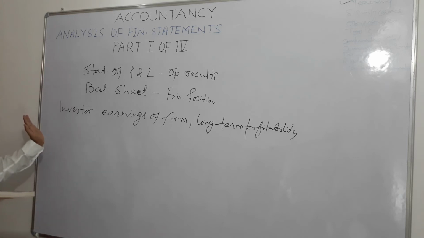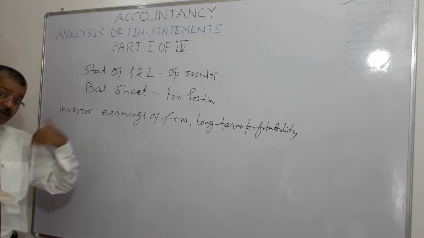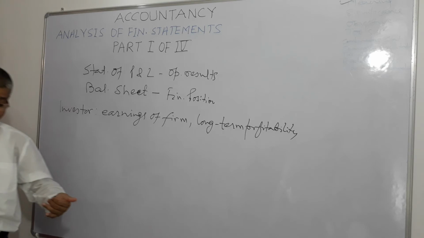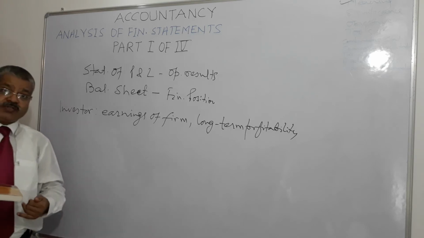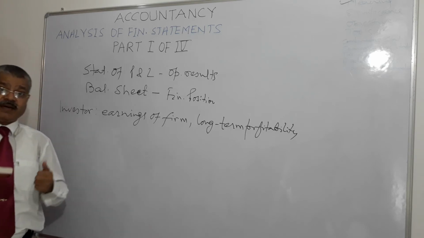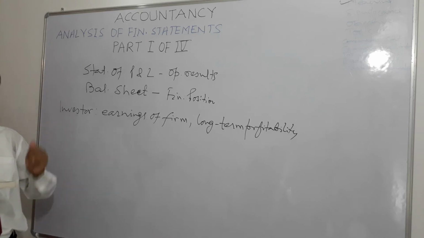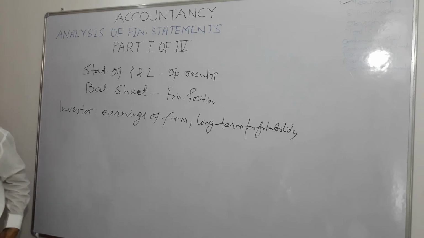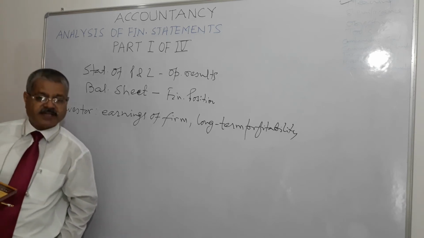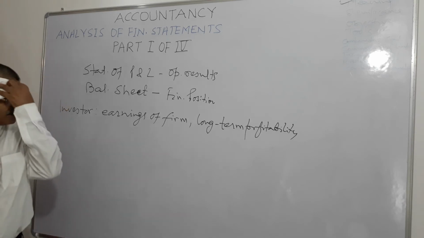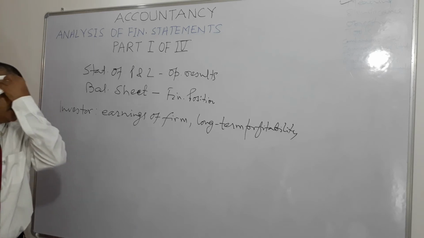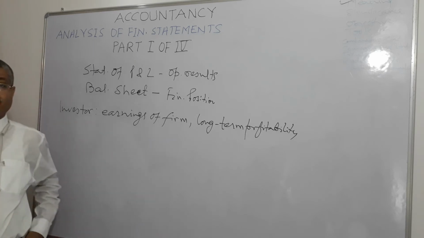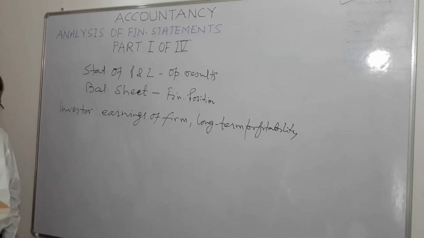So trade payables who sell on credit to the company will be interested in knowing about the liquidity position of the company, whether the company will be able to honor its short-term obligations, right? Then we come to lenders. Lenders are those who have financed the company for long-term debt, 3 years, 5 years, 7 years, 10 years. So they will be interested in knowing about the profitability and solvency of the company.